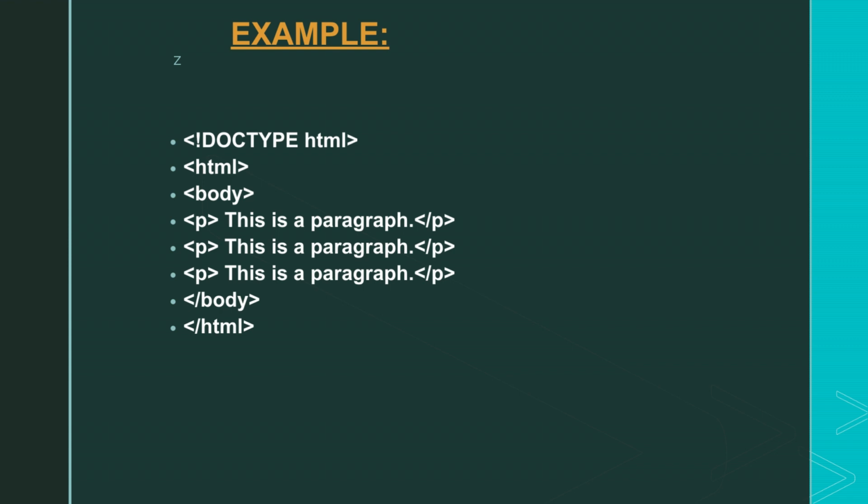Now we can see the HTML heading. Headings in HTML are defined with h1 to h6, what we have seen. Then we can see about paragraphs. A paragraph is defined with p. In the example, this is the p.